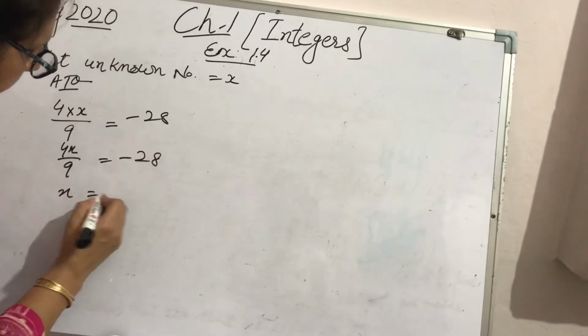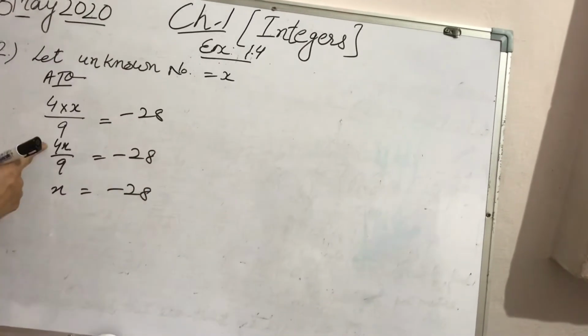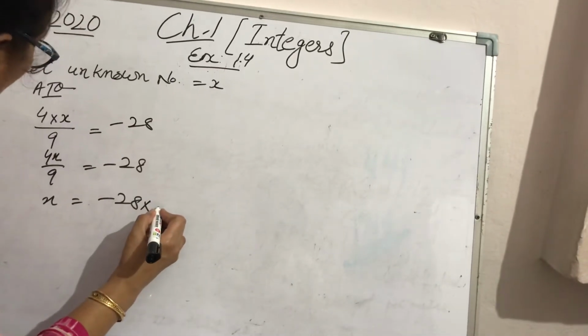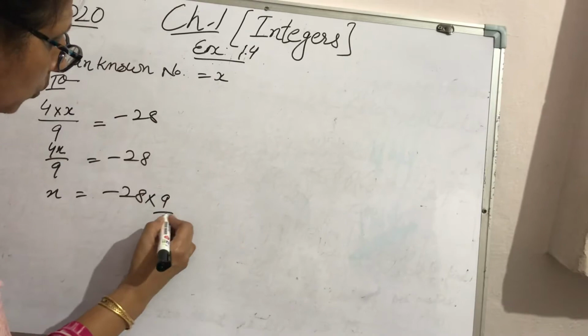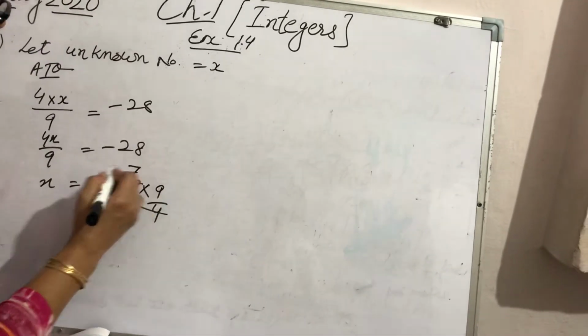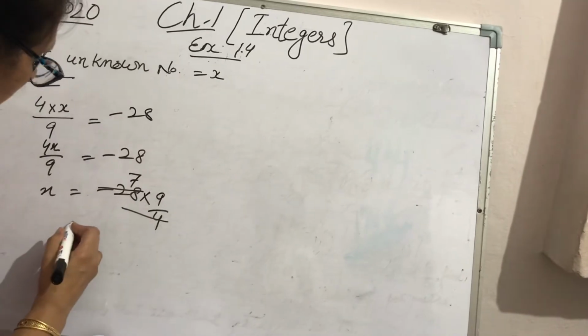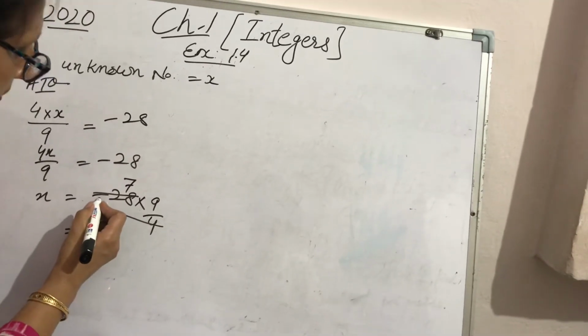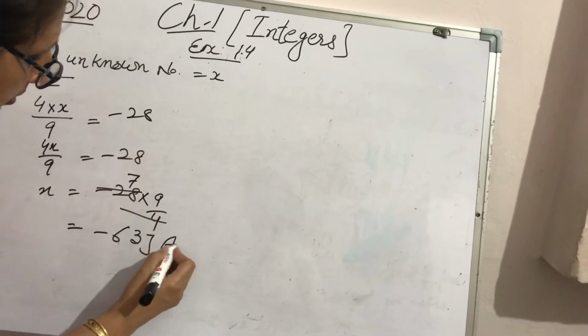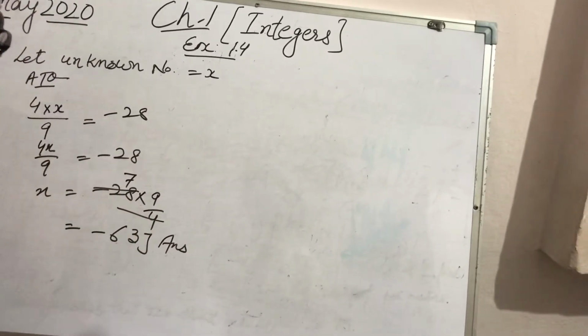So x is equal to minus 28. Fraction number, when we change the sign, it will be in reciprocal. So 4 by 9 converted into 9 by 4. 4 7s are 28. So again a single negative sign, minus 63 is the answer, the unknown number.